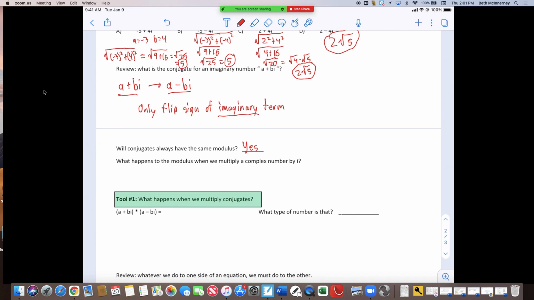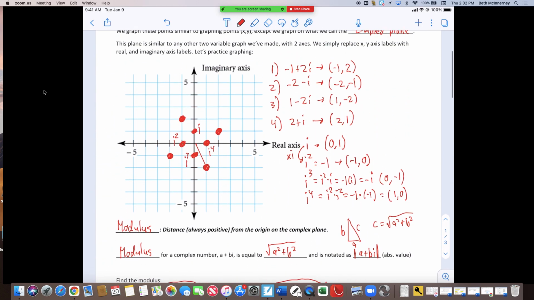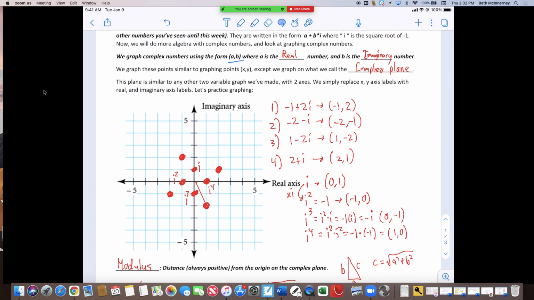And what do you guys think will happen when we multiply a complex number by i? Do you think the modulus will change or will it stay the same? Who thinks it'll stay the same? Nobody? Two or three people? So it will also stay the same. But I want to walk you through a few of these. So we're going to shrink.